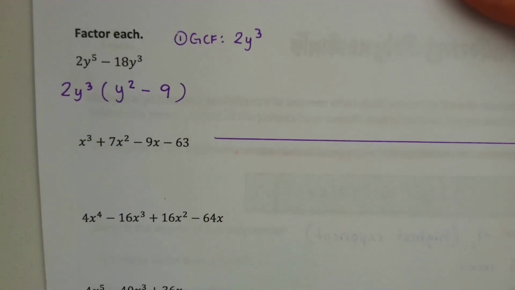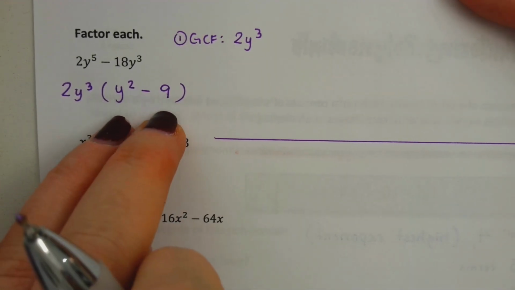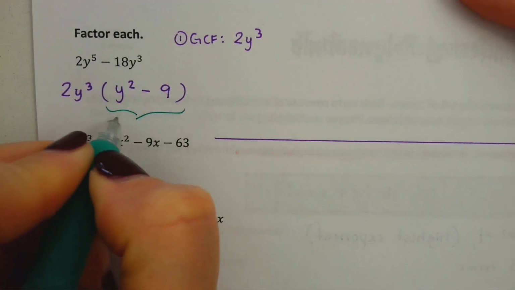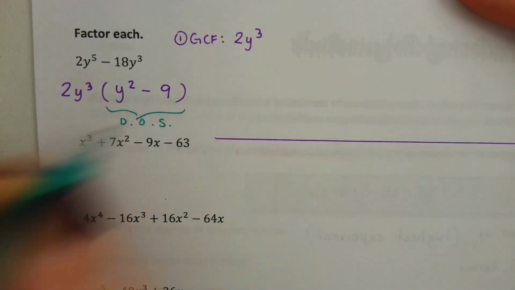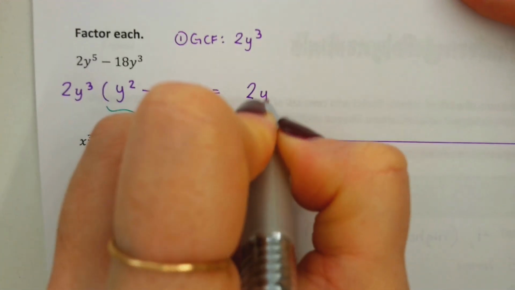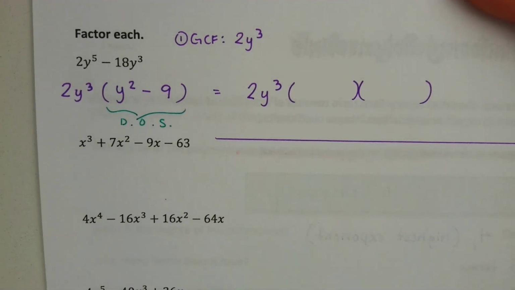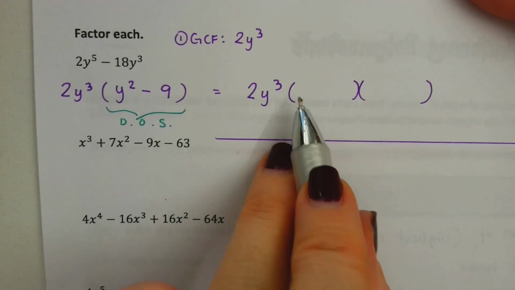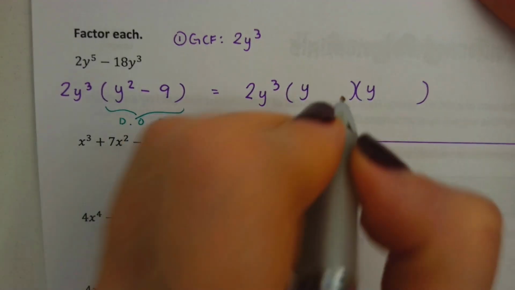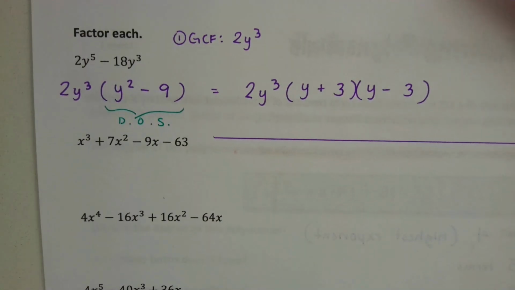Okay. So the back parenthesis still has a square, so we still need to check, will this back parenthesis factor more? It is. What is it? Difference of squares. So I'm going to carry over my GCF that I took out. I'm going to turn that y squared minus 9 into its difference of squares. What's going to be the first term on each? A y. And the second term on each? A 3. What do you do with those signs? Swap them. 1 plus 1 minus.